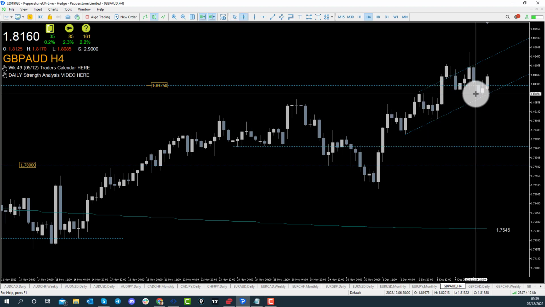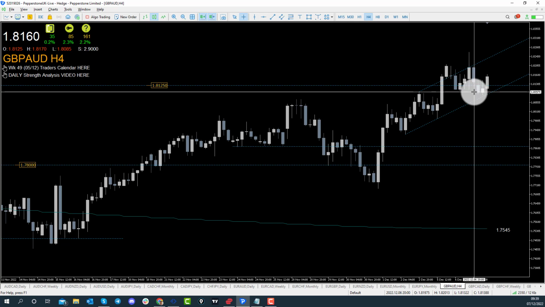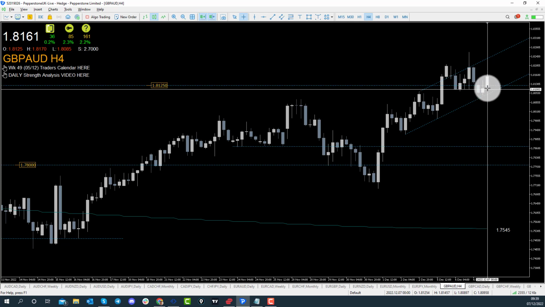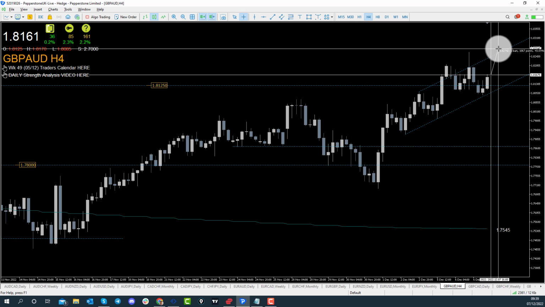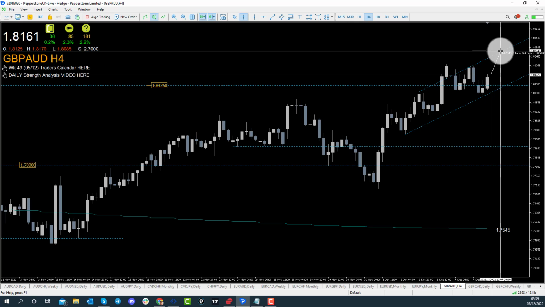previous structure high in here at the 1.8, or you could say 1.81 handle, and we're starting to see another bullish impulsive phase. So that means that price could come up to the highs, which is around about a 90 pip move.